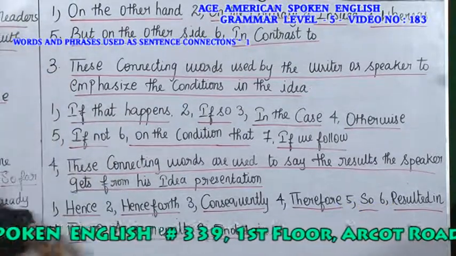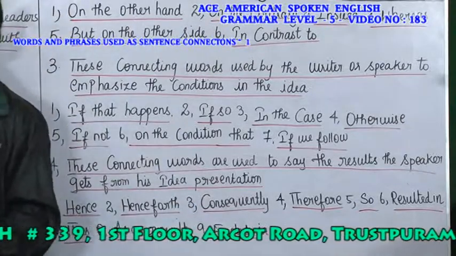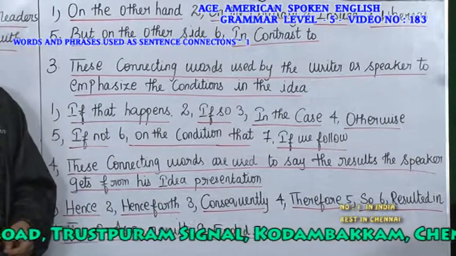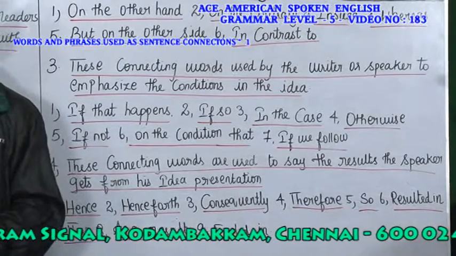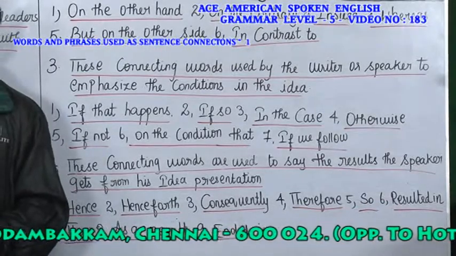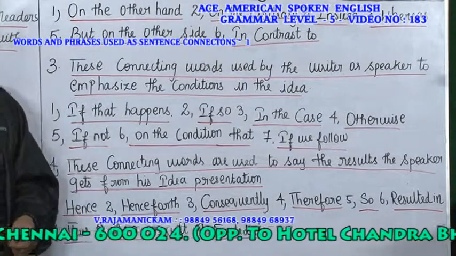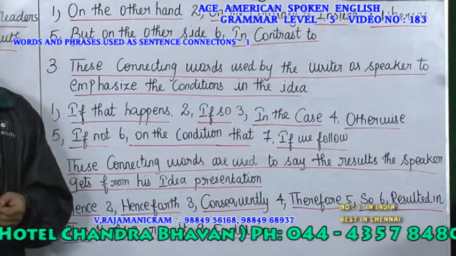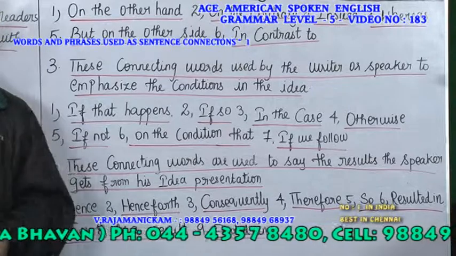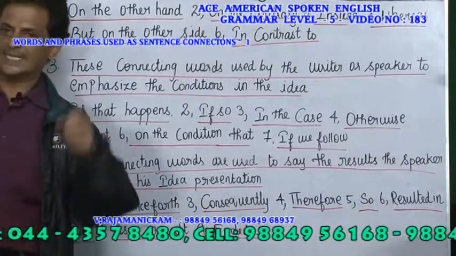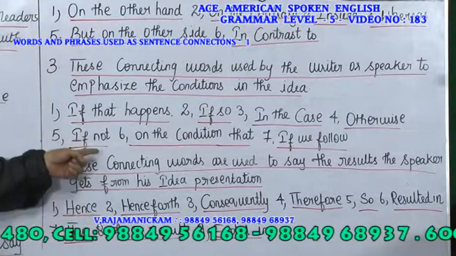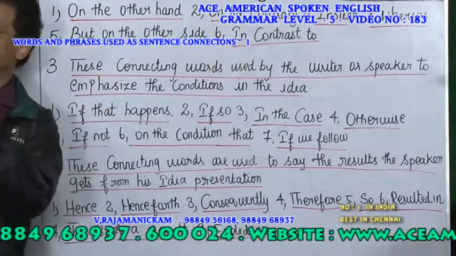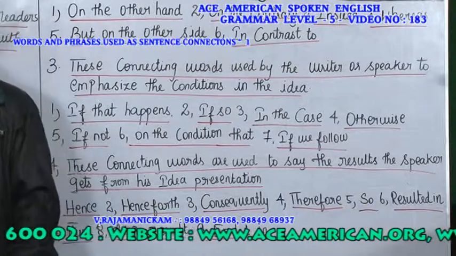Ended in. How do you say the result? Ended in. Can you form a sentence using ended in? Anybody? The World War II in 1944 ended in the defeat of Hitler. Ended in. So, ended in is the result. Okay, ended in. So, these are the connecting words used to say the results. You are doing something, you are getting results. For that, you are using these words. Hope you are able to understand.